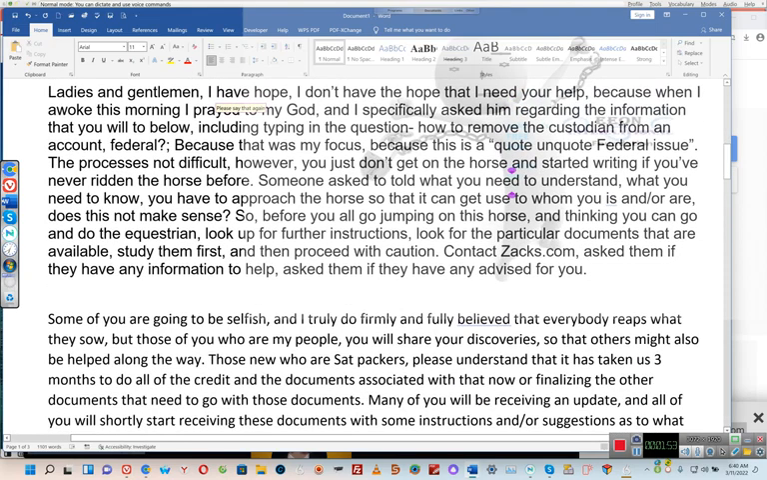The process is not difficult, however, you just don't get on a horse and start riding it if you've never ridden a horse before. Someone asked to be told what you need to understand, what you need to know. You have to approach the horse so that it can get used to who you are. Does this not make sense? So, before you all go jumping on this horse and thinking you can do the equestrian, look up further instructions, look for the particular documents that are available, study them first, and then proceed with caution.